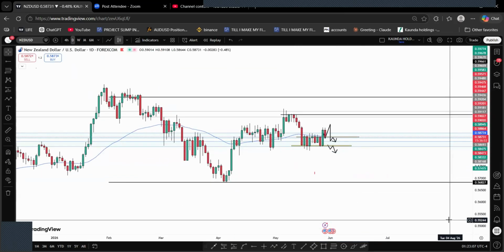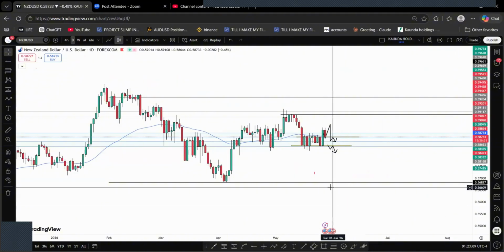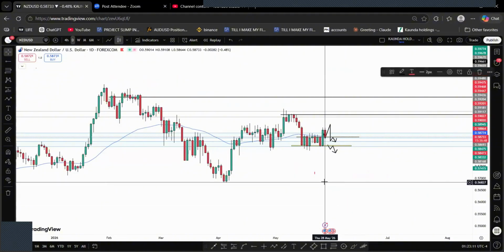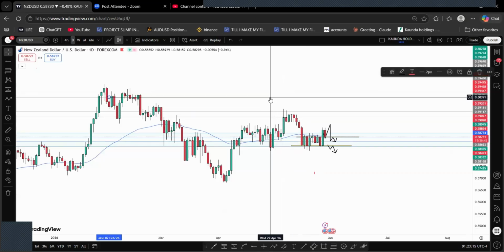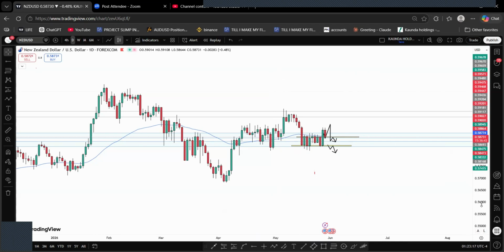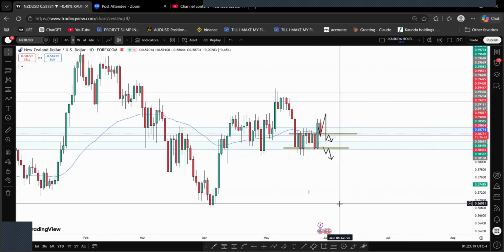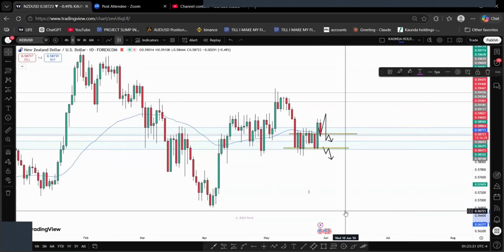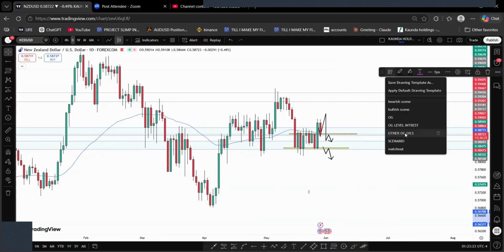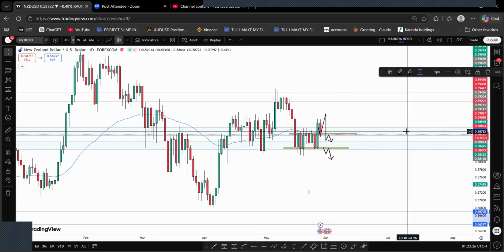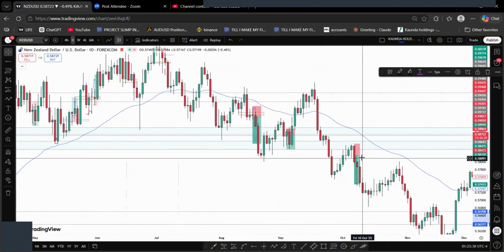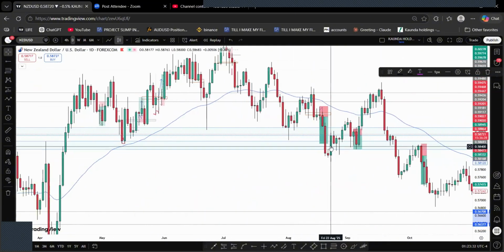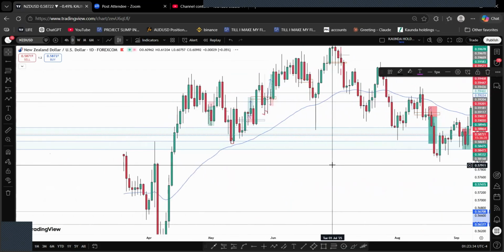See? But if you try to zoom out, you can see that this is a very clean setup. It just needs that strong break. Once we just get that strong break and price is ready to move, you'll see how crazy this price will drop. Trust me, I've traded NZD CAD and it's very good at dropping. You can see once price is just ready to drop, it drops fast.